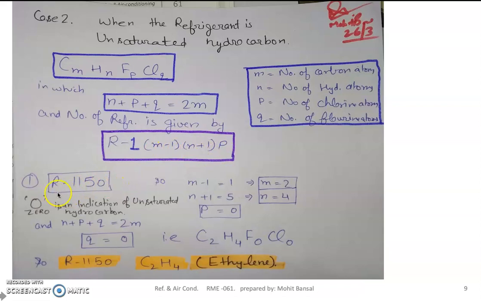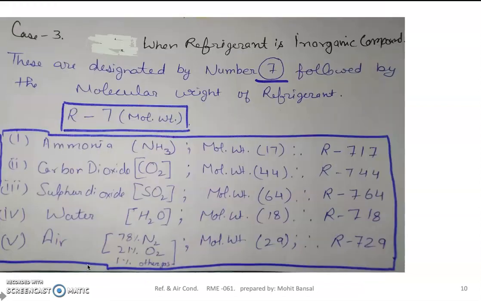Now if we have this name R1150, M-1 equal to 1, N+1 equal to 5 and P comes out to be 0. The 0 here is an indication of the unsaturated hydrocarbon. So M-1 equal to 1, N+1 equal to 5, P equal to 0. So M comes out to be 2, N comes out to be 4, and the number of chlorine atoms comes out to be 0. So its name becomes C2H4F0Cl0, R1150.